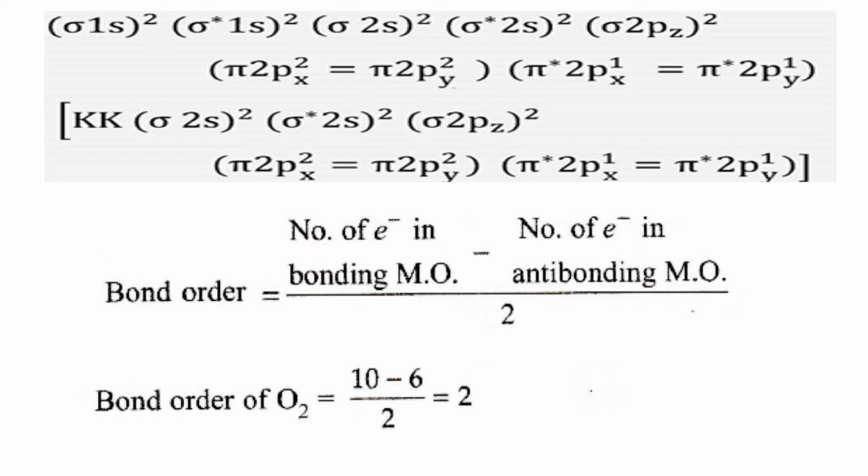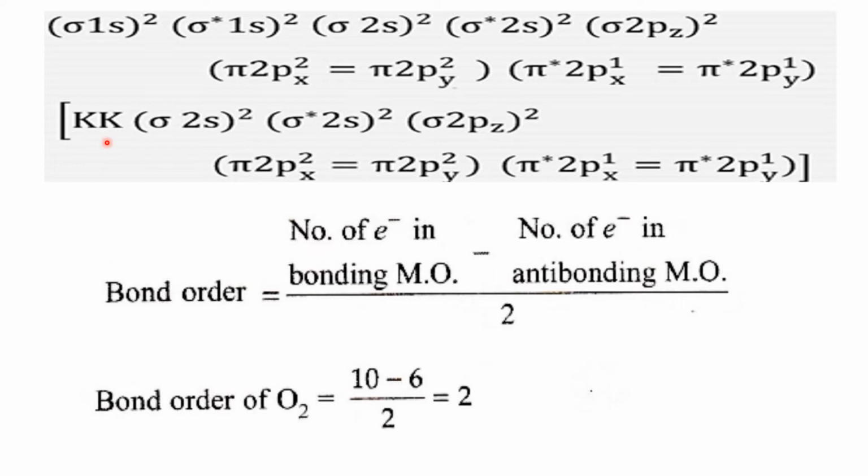Now see here, the configuration of oxygen molecule could be represented like this: sigma 1s2, sigma star 1s2, sigma 2s2, sigma star 2s2, sigma 2pz2. Then pi 2px2 is equal to pi 2py2. Then pi star 2px1 and pi star 2py1. Instead of sigma 1s and sigma star 1s, we could represent it as KK.